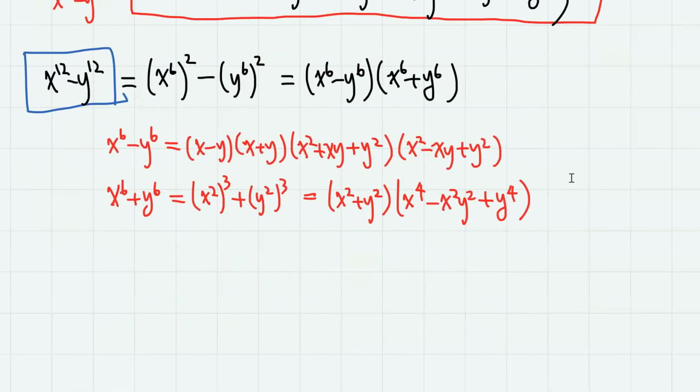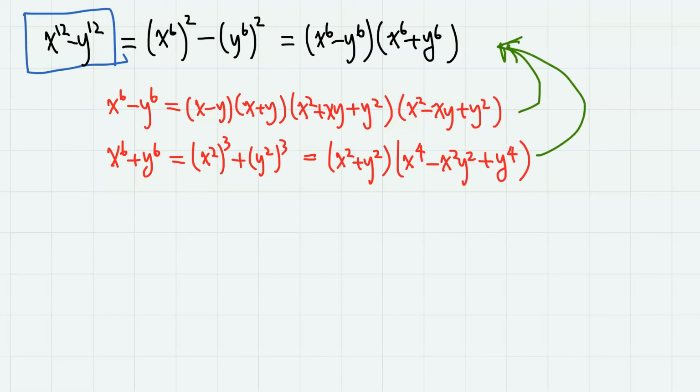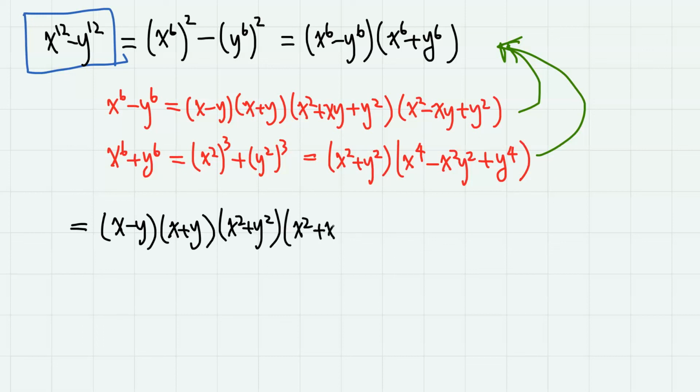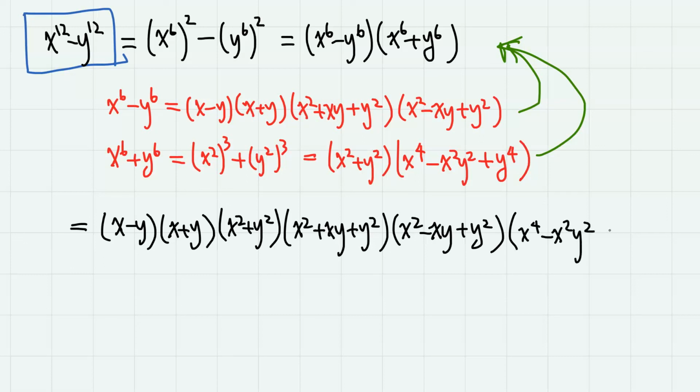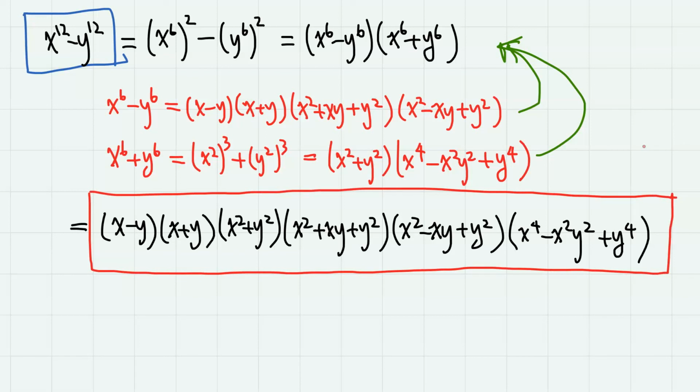So if we apply them and write down from the lowest degree, we have first x minus y, x plus y, then x squared plus y squared, then x squared plus xy plus y squared and x squared minus xy plus y squared, and finally x to the 4 minus x squared y squared plus y to the 4. And this is the answer.